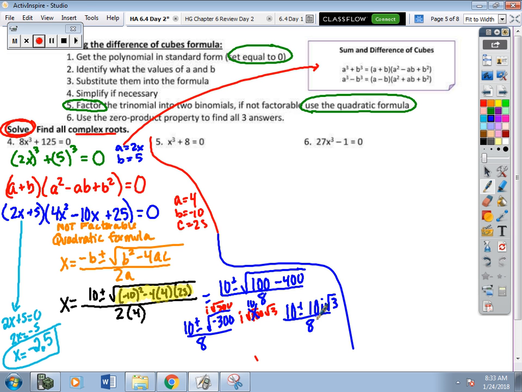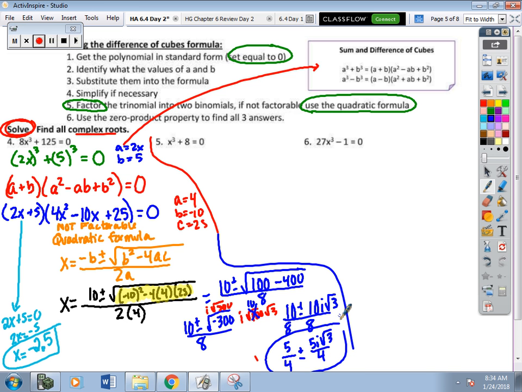The last thing that you can do is reduce the 10 and the 8. So remember, you can actually break this up to be 10 over 8 plus or minus 10 over 8 if you prefer. But you have to divide each number by 8 since it's a big division. So this would become, dividing by 2, 5 over 4 plus or minus 5i square root of 3 over 4. Or you can have one big fraction all over 4.